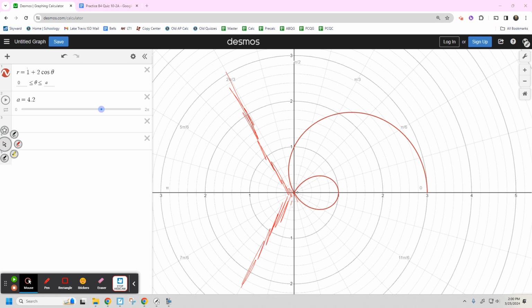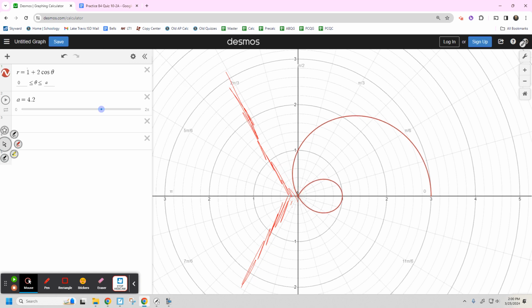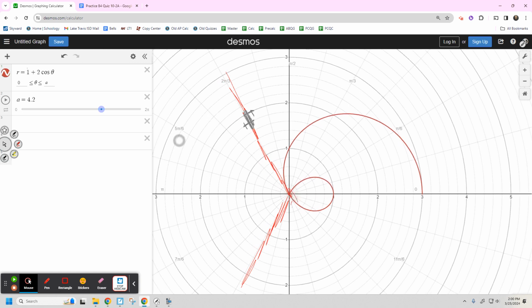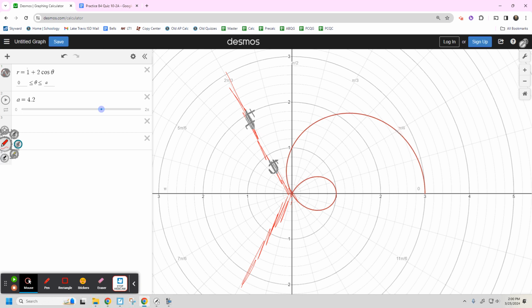This is the angle 2 pi over 3. Why do I have to shade? Because drawing lines are tough on this thing. Why do you draw a line? Because that's when my radius is 0. At 2 pi over 3, my radius is 0. I'm at the origin. At 4 pi over 3, my radius is 0. I'm at the origin. That point right there is 4 pi over 3.